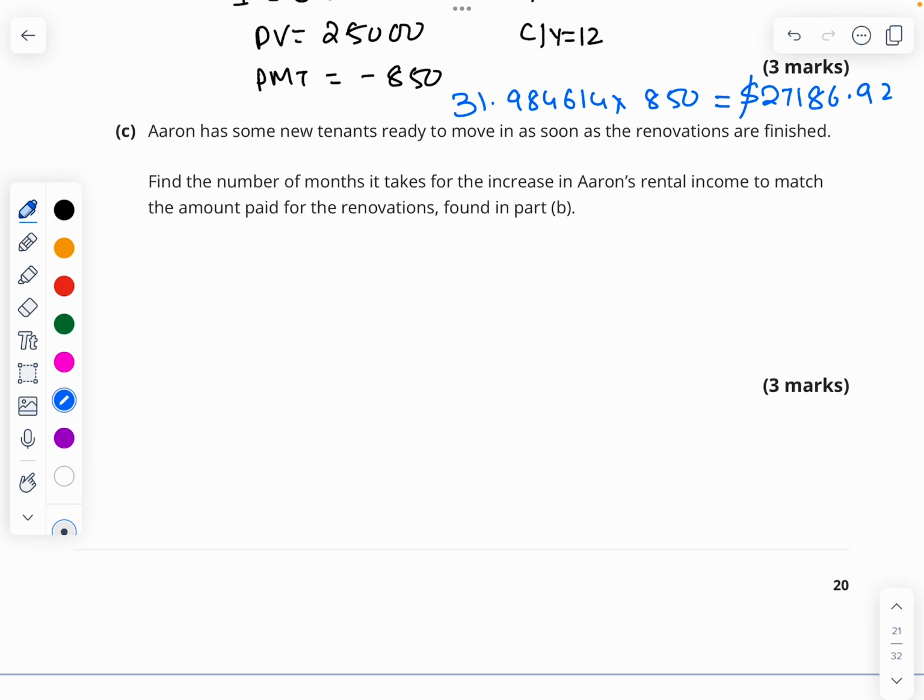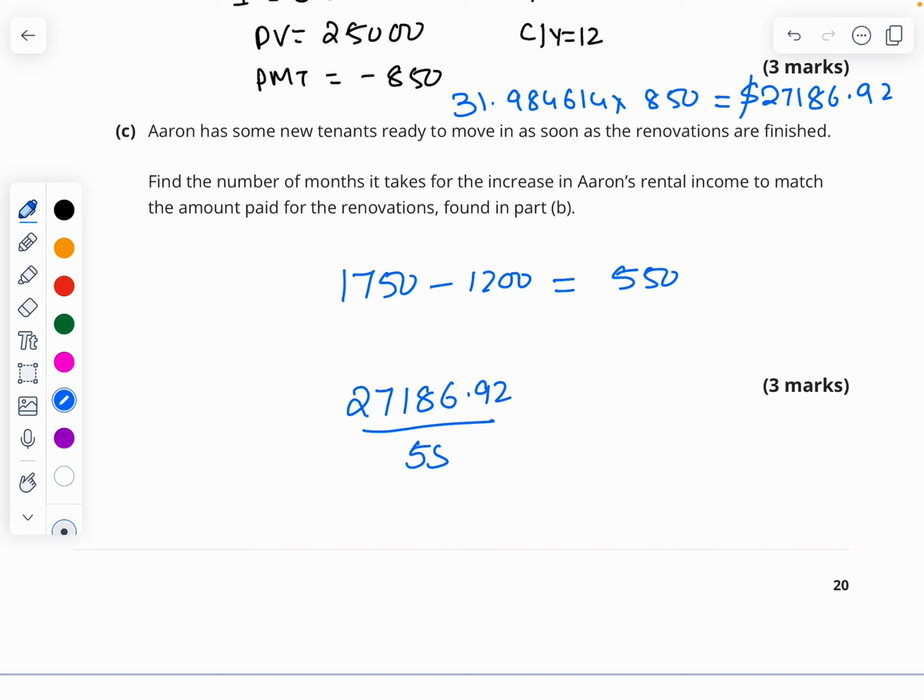Aaron has some new tenants ready to move in as soon as the renovations are finished. Find the number of months it takes to increase Aaron's rental income to match the amount paid for the renovations. So 1750 minus 1200, which is 550. So he has spent 27,186.92, divided by 550. So it will take 49.430763. It will take something around 50 months to recover his investment.